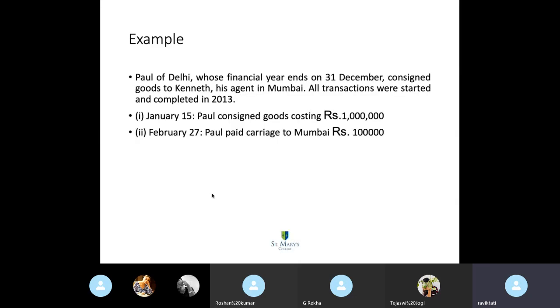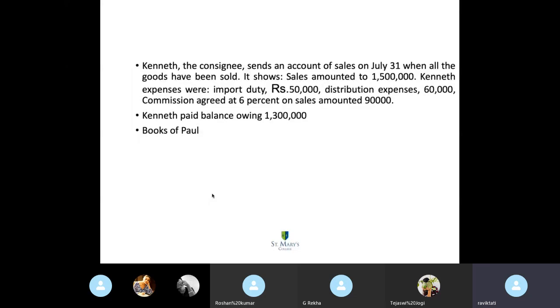Paul of Delhi, whose financial year ends on 31st December, consigned goods to Kenneth, his agent in Mumbai. All transactions were started in 2013 and the goods cost 10 lakh. Carriage paid was 1 lakh. The consignee sends an account sale on July 31st when all the goods have been sold.